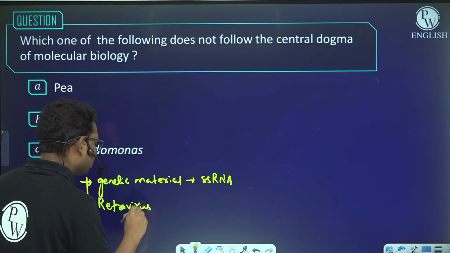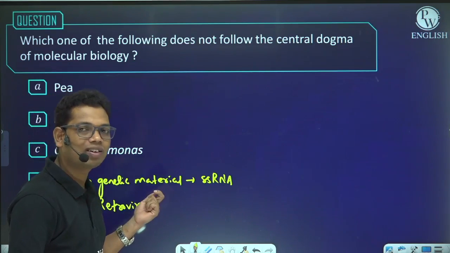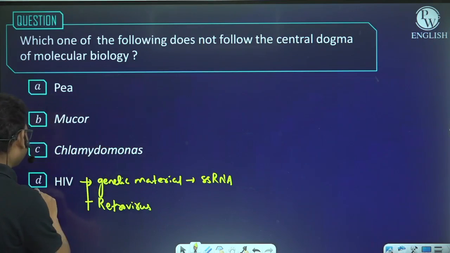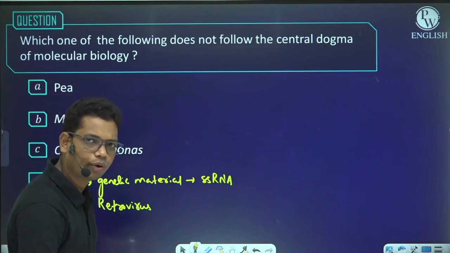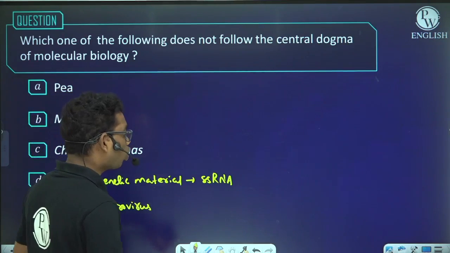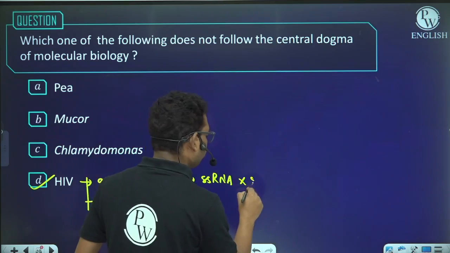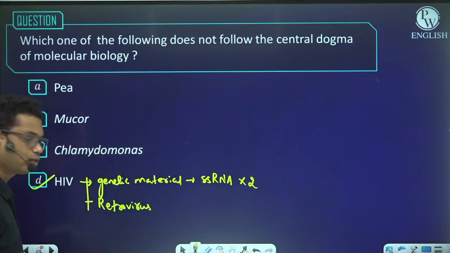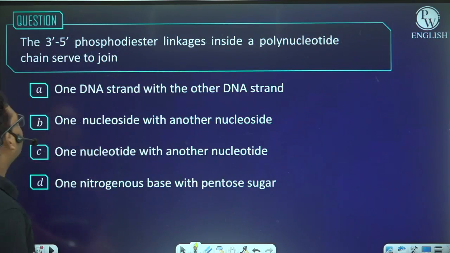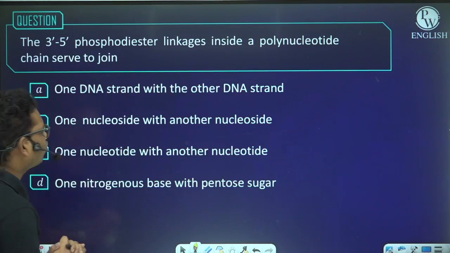So in this case, normal central dogma does not take place. So I will say that this is an exception. And in the HIV virus, we have two copies of single-stranded RNA molecules. Now, the 3' to 5' phosphoanhydride linkages inside the polynucleotide chain serve to join what?